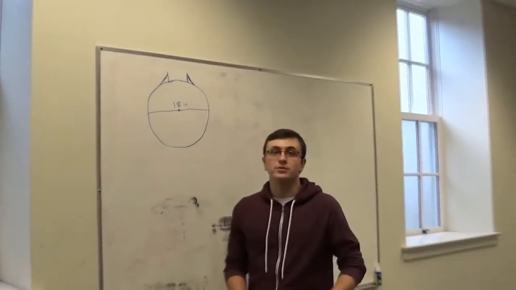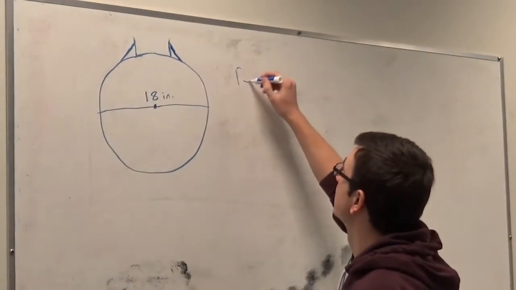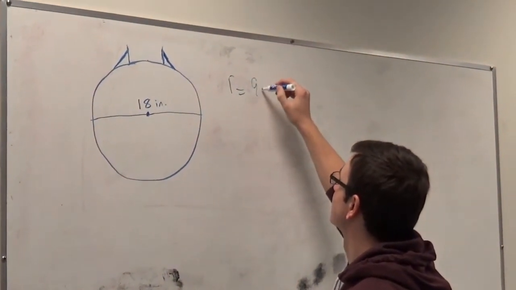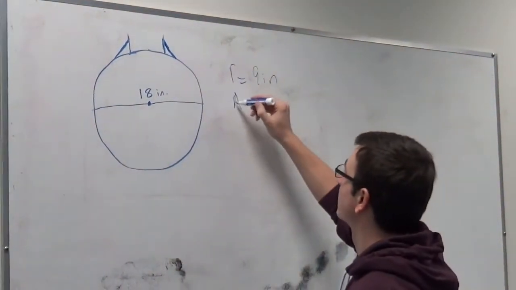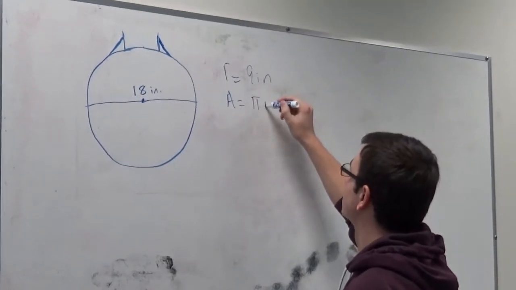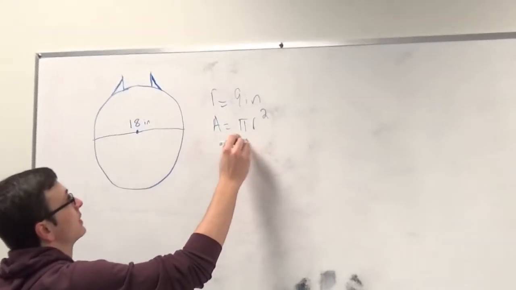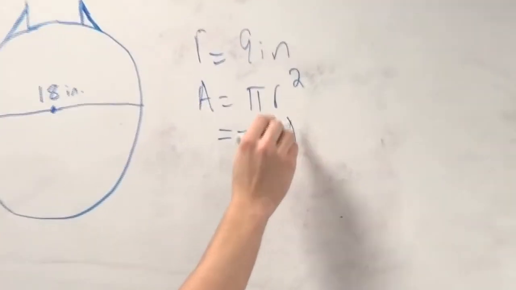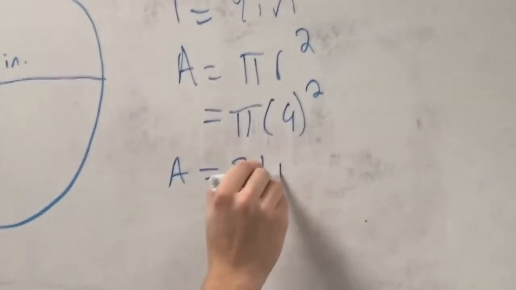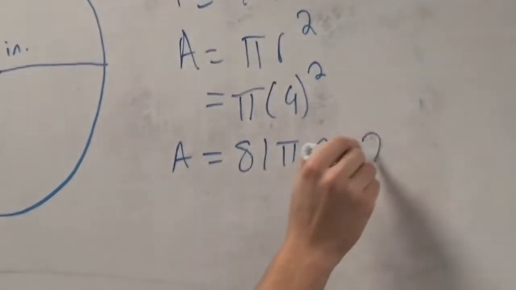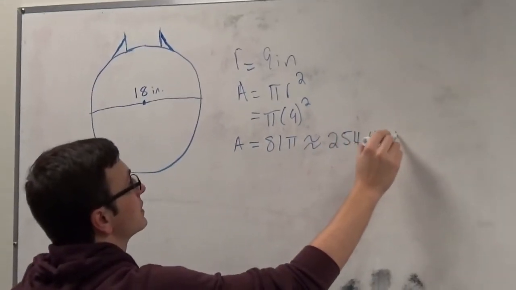So now let's talk about the measurements of a rim. A basketball rim has a diameter of 18 inches, which means its radius is 9 inches. Since the rim is a circle, we can find its area by pi r squared. Since we know the radius is 9 inches, all we have to do is plug in. So for r we put in 9. And we end up with our area of 81 pi, or approximately 254.47 inches squared.